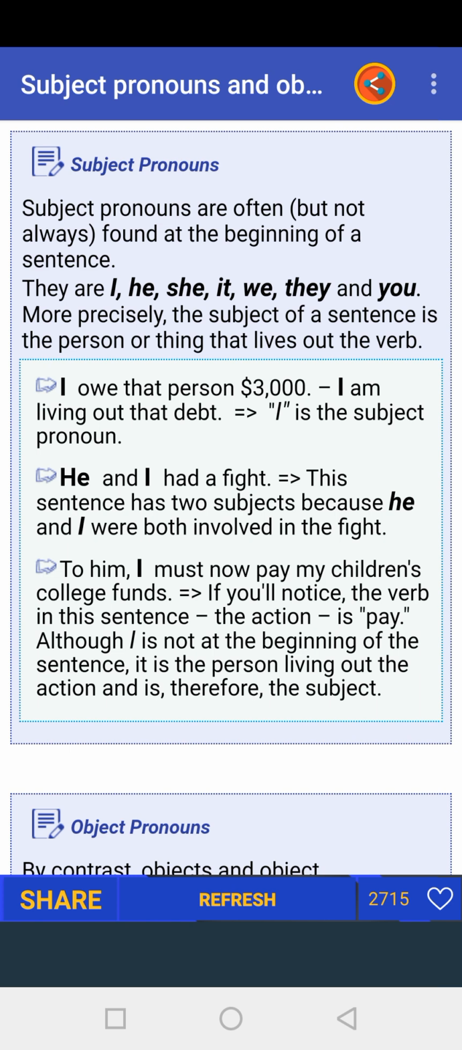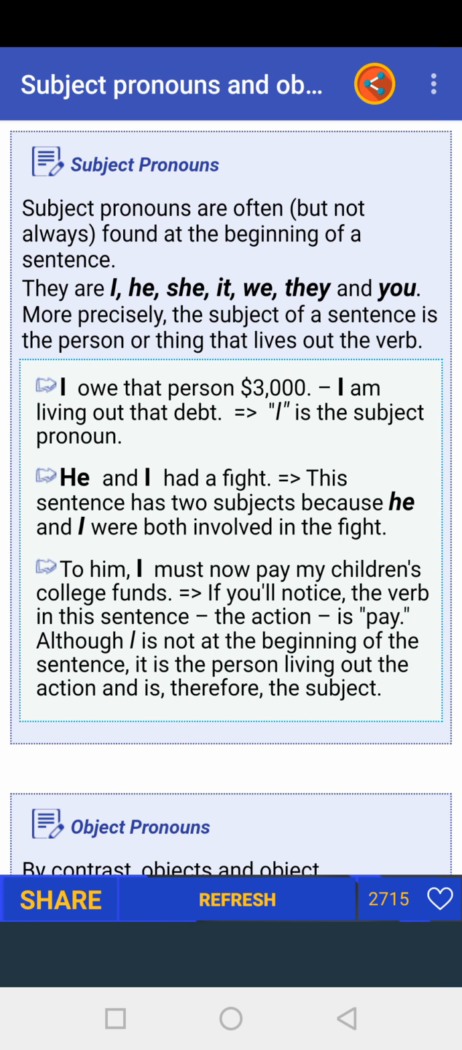So today's video is about subject pronouns and object pronouns. So let's begin with subject pronouns. Subject pronouns are often, but not always, found at the beginning of a sentence. They are I, he, she, it, we, they, and you.